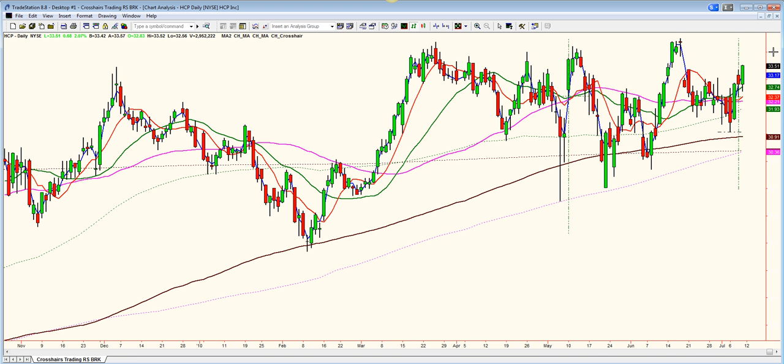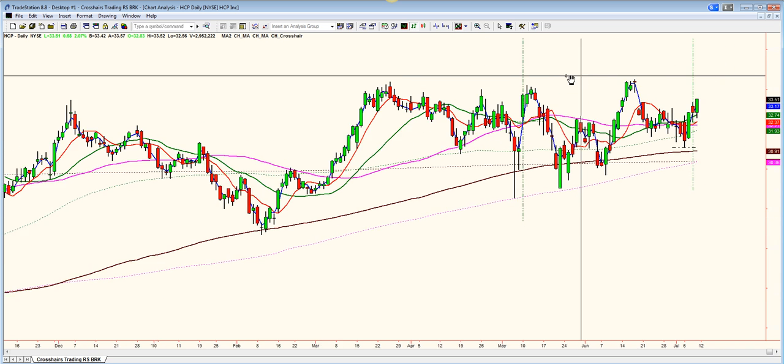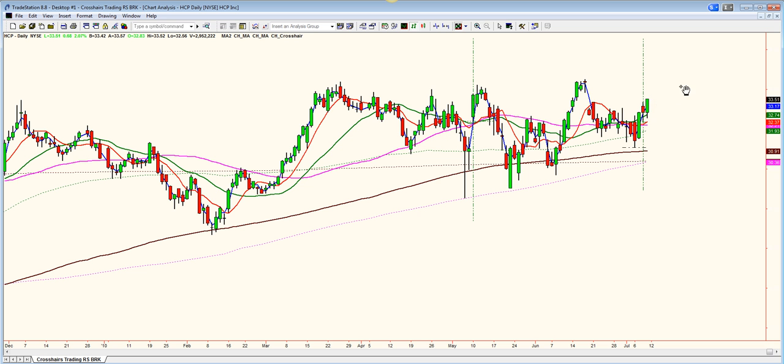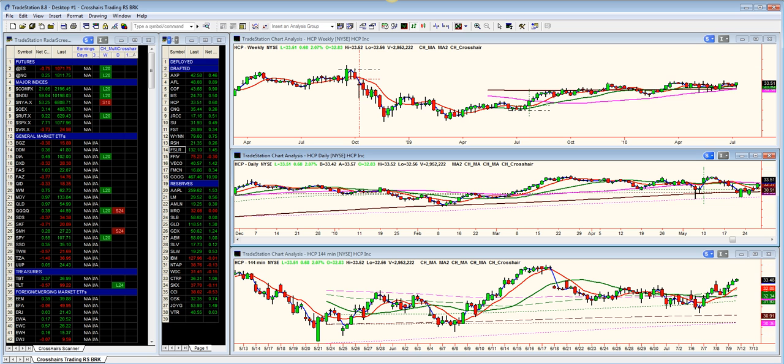And right now, as of today, you can see that HCP on the daily chart is firing a bullish crosshair. It did it back here. It is doing it again. Okay.